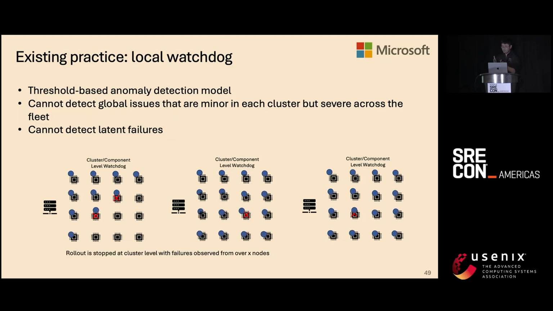After we break down the deployment into different stages, leveraging the large scale of Azure, we have a lot of local watchdogs on these clusters to monitor the health of the node, the host, after deployment. But there is a drawback to this approach, because a lot of times such a local watchdog is threshold based, because we cannot design a very complex watchdog within the host. It will consume a lot of the machine's resources.